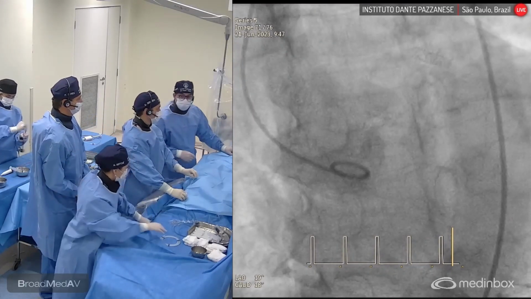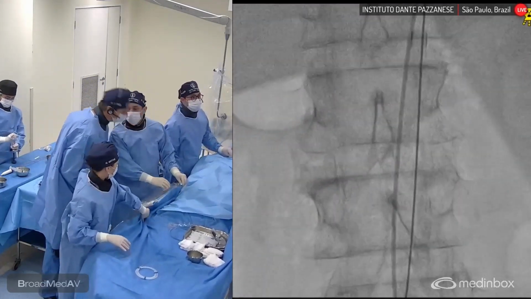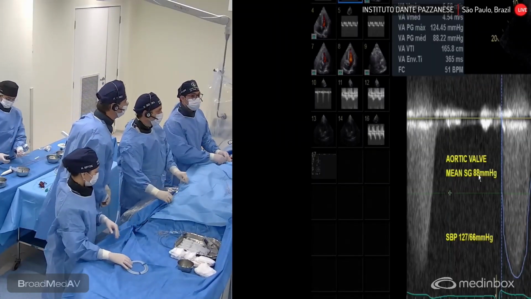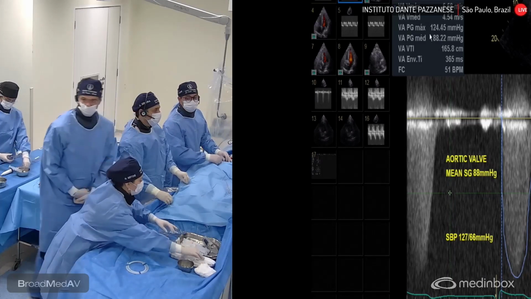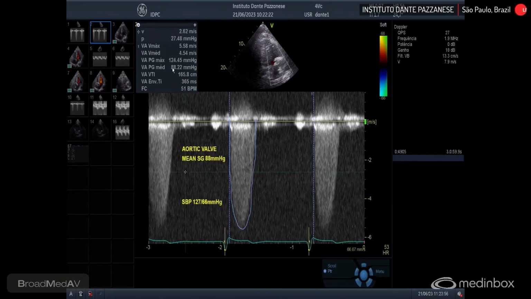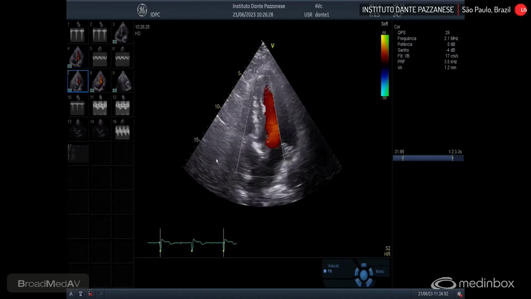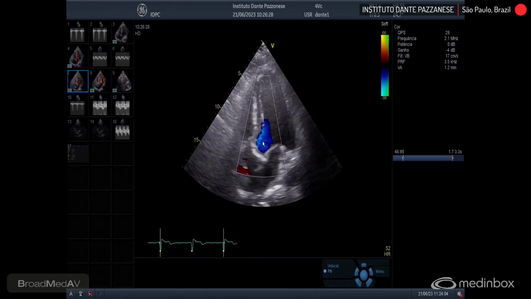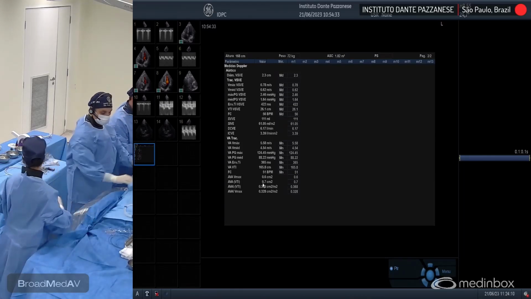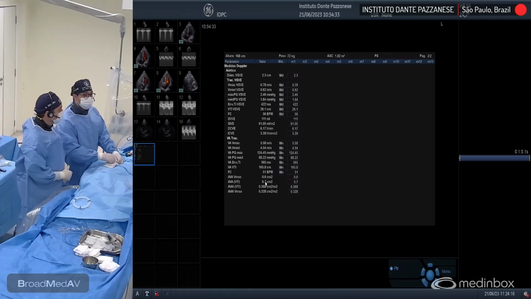Hello, everyone. We have here some images from pre-procedure. Yesterday we estimated the mean gradient at 66. Today we see that it's 124 over 88. Yeah, the mean is 88. It's an extremely calcified aortic valve. It's even hard to see the flow through the native valve. We also re-estimated the area. It's 0.7, 0.6.